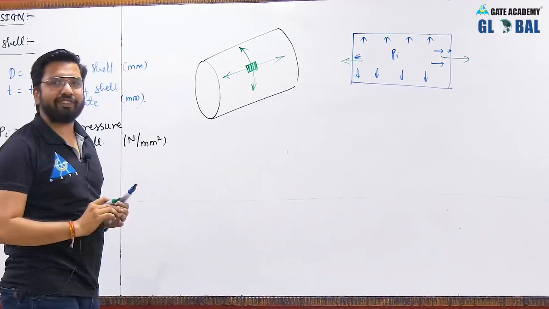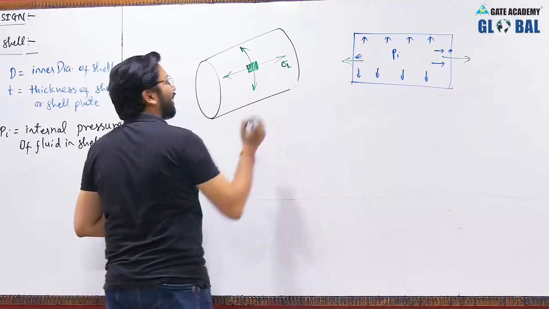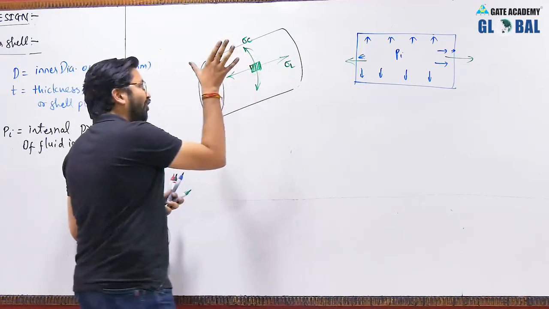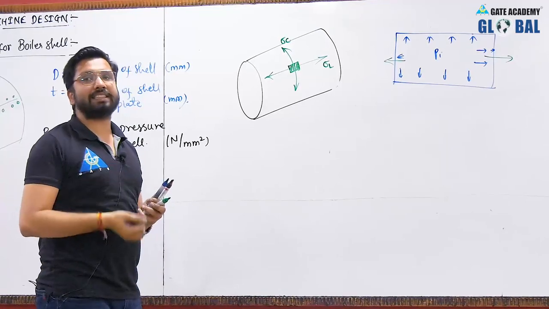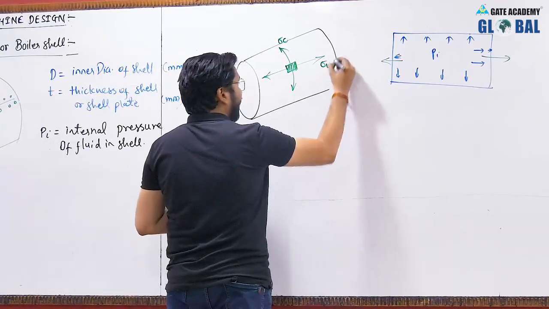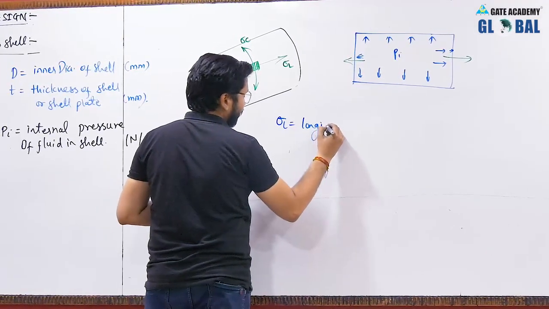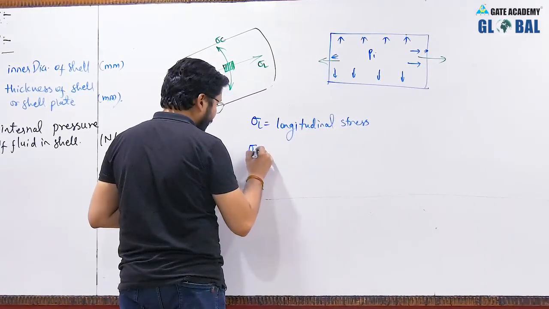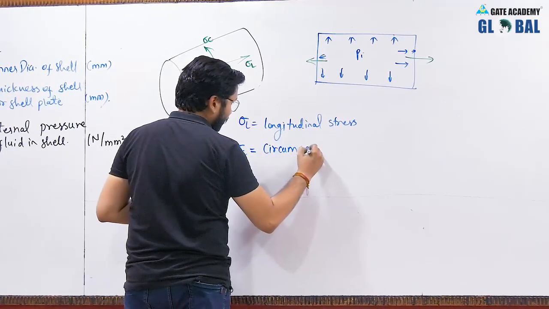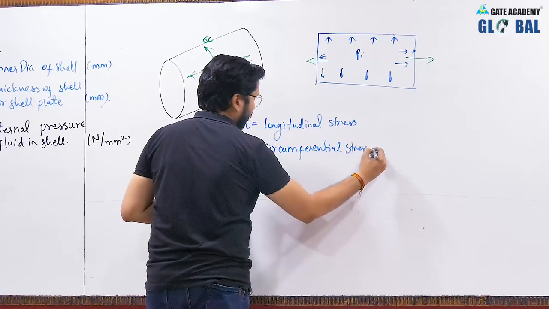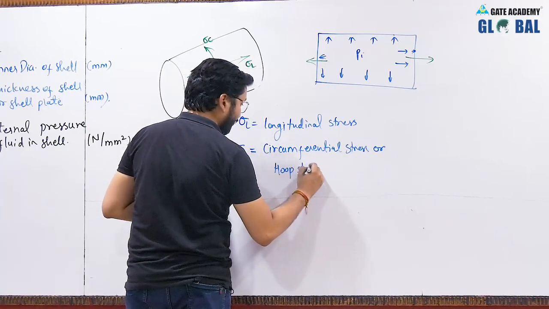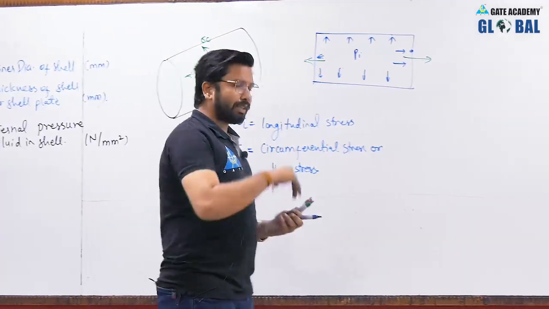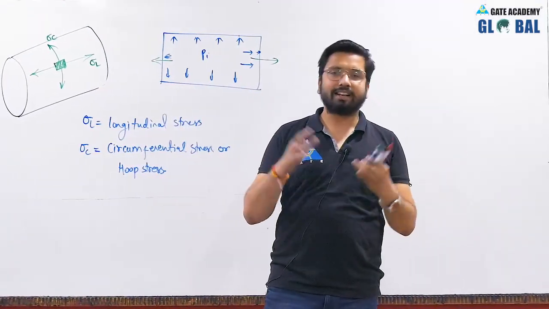Okay. So, this element will feel a tensile stress along the longitudinal axis and a tensile stress along the circumferential direction. So, here you can see the wall of the shell is subjected to a biaxial state of stress. Okay. And here, sigma L is the longitudinal stress, and sigma c is the circumferential stress, also known as hoop stress. Okay, hoop stress. So both these stresses are tensile in nature because the internal pressure will finally increase the length and the circumference of the shell.